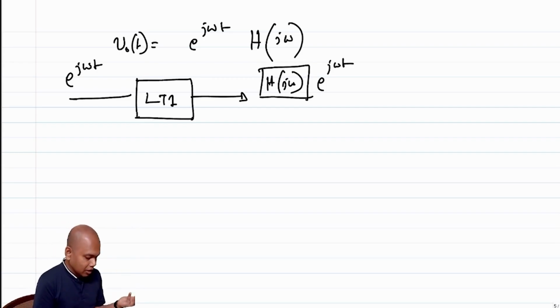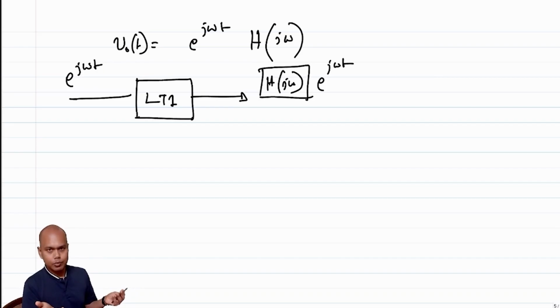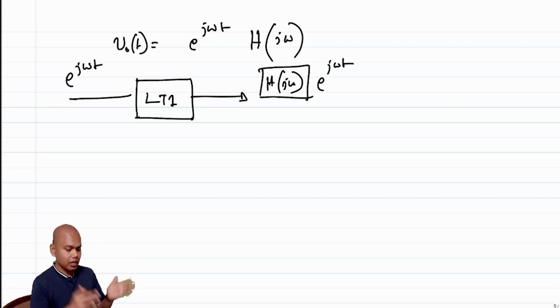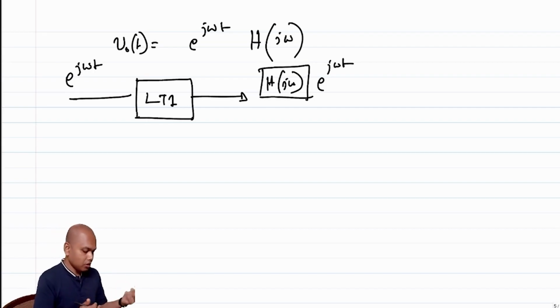So the output is a scaled version of the input, right? And this is only for the special case when the input is e to the power j omega t, not for any old input. Case in point, if you give delta t, you are not getting a scaled version of delta t at the output, right? So it is only for an LTI system, when you have e to the power j omega t, that the output will be a complex scaled version of e to the power j omega t. So note that h of j omega is a complex number, because it's basically this integral, right?